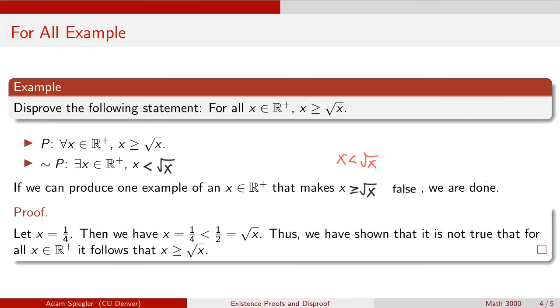Well, if we were to take x equals 1/4, then 1/4 is less than 1/2, which is the square root of 1/4. And this is sufficient to show that it is not true for all x in the positive reals that x has to be bigger than or equal to its square root, because we just gave one example of an x for which this is not true.